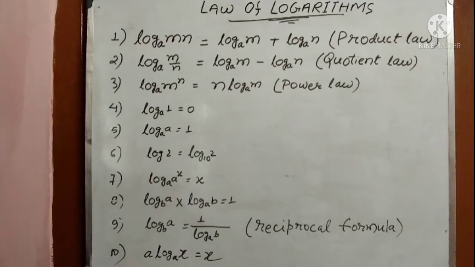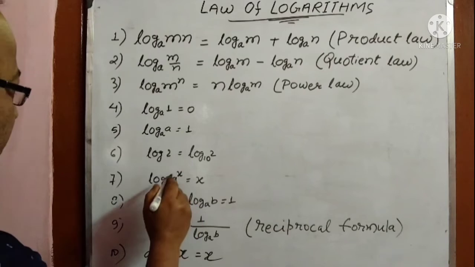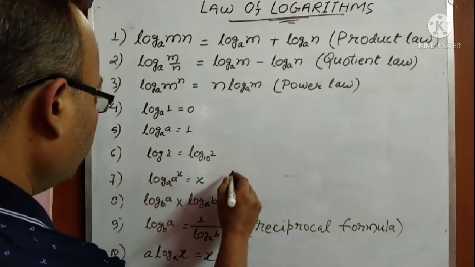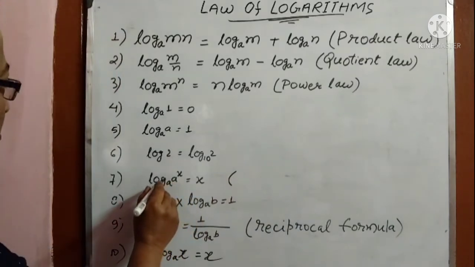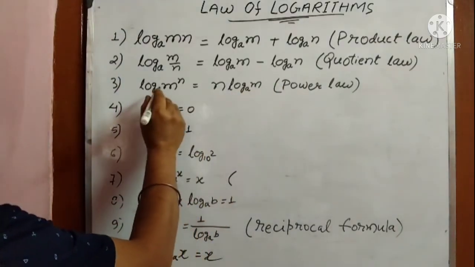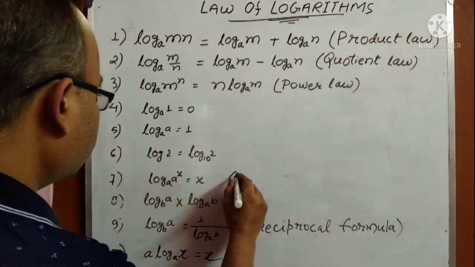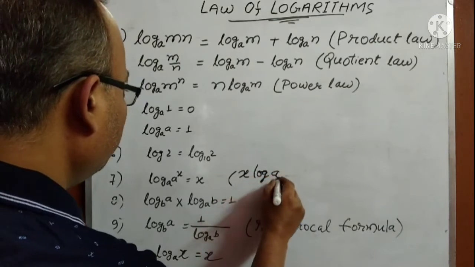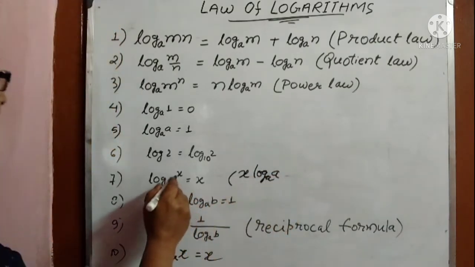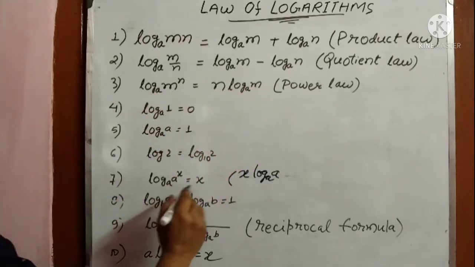How is this happening? See, log a to the power x to the base a. So here, if I apply the power law, I can write this as x log a to the base a, like the power law says.